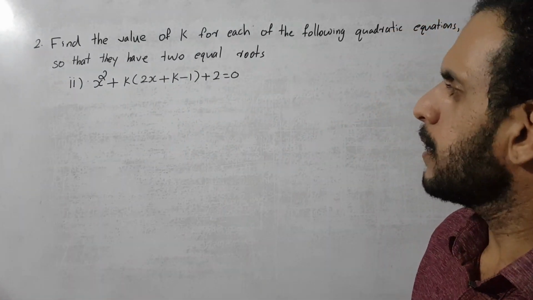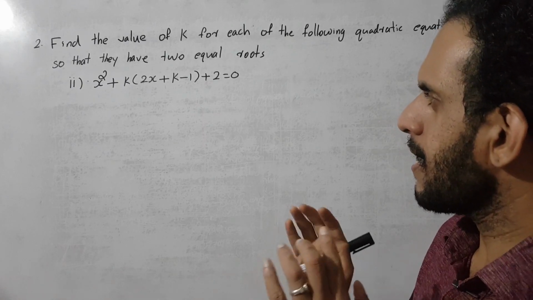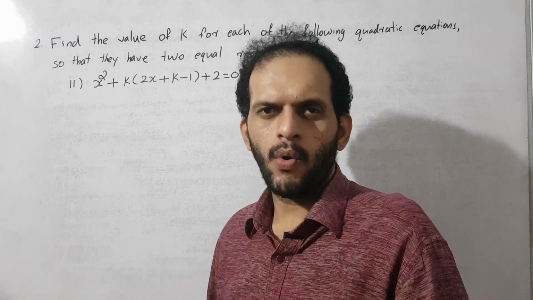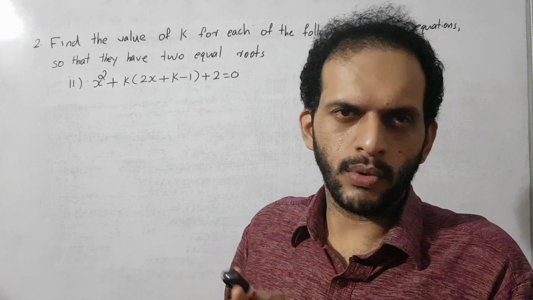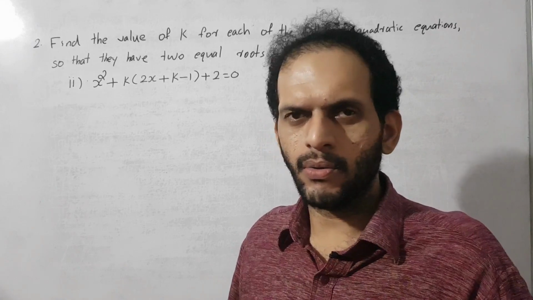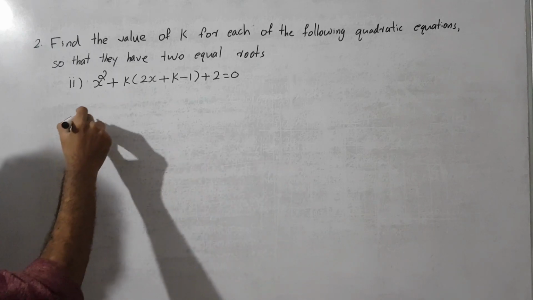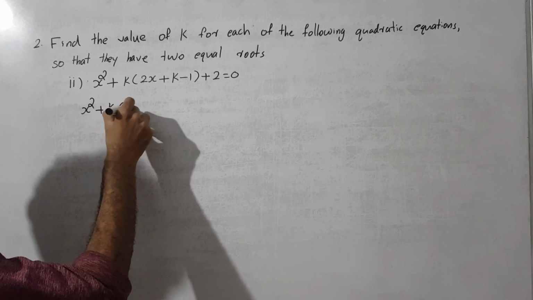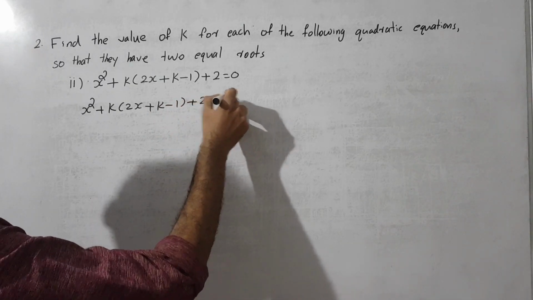So here the equation is x square plus k into 2x plus k minus 1 plus 2 is equal to 0. Correct. So first we know the idea that is already given: this equation has two equal real roots. Correct, two equal real roots. Then the value of b square minus 4ac is equal to 0. Correct. So for that, we take this equation x square plus k into 2x plus k minus 1 plus 2 is equal to 0.